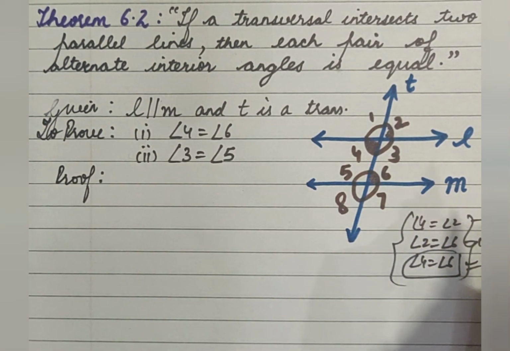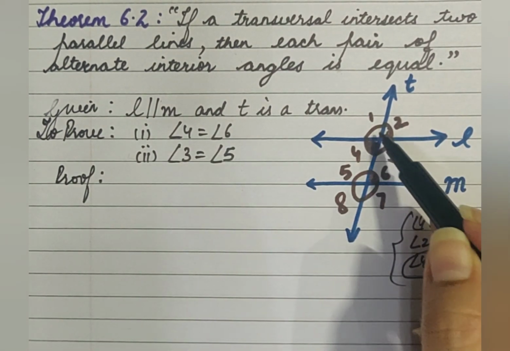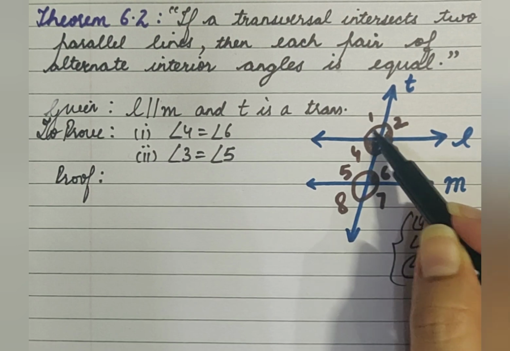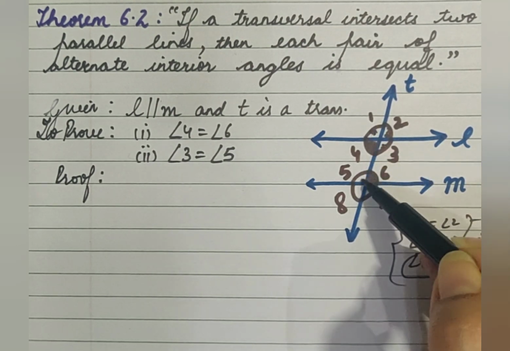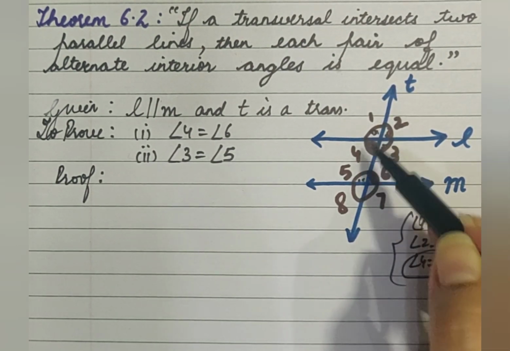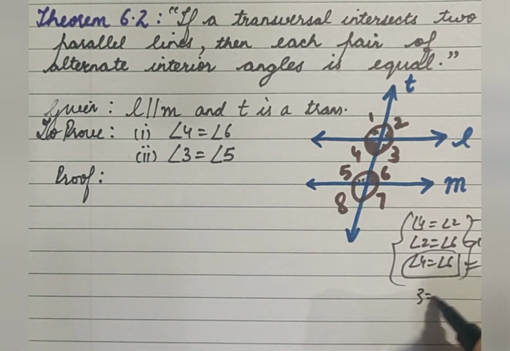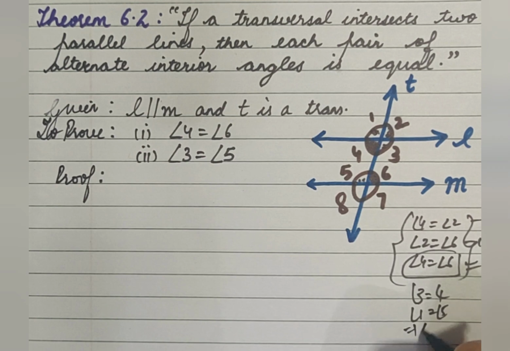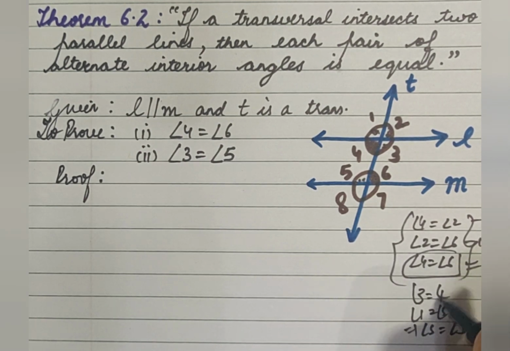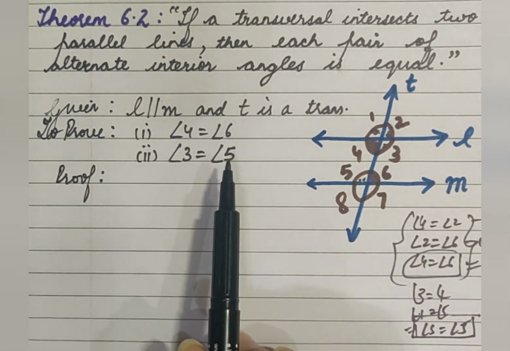Similarly, if I take angle 3 is equal to angle 1, vertically opposite, and 1 is equal to 5, corresponding. So 3 is equal to 1 and 1 is equal to 5. So from these two I can say angle 3 is equal to angle 5 because both are equal to angle 1. So they are equal to each other. So this way I can prove this theorem.